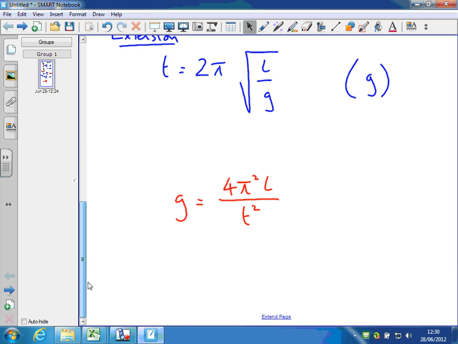Okay, so you should get that G equals 4 pi squared L over T squared. Now you can make yourself a little pendulum, measure L, measure the period T, and then put those figures into this formula to find G.